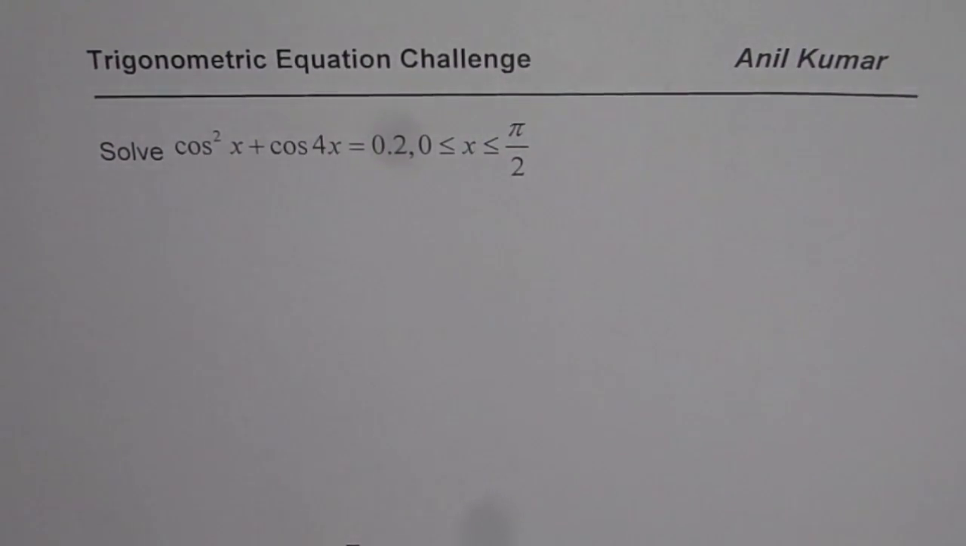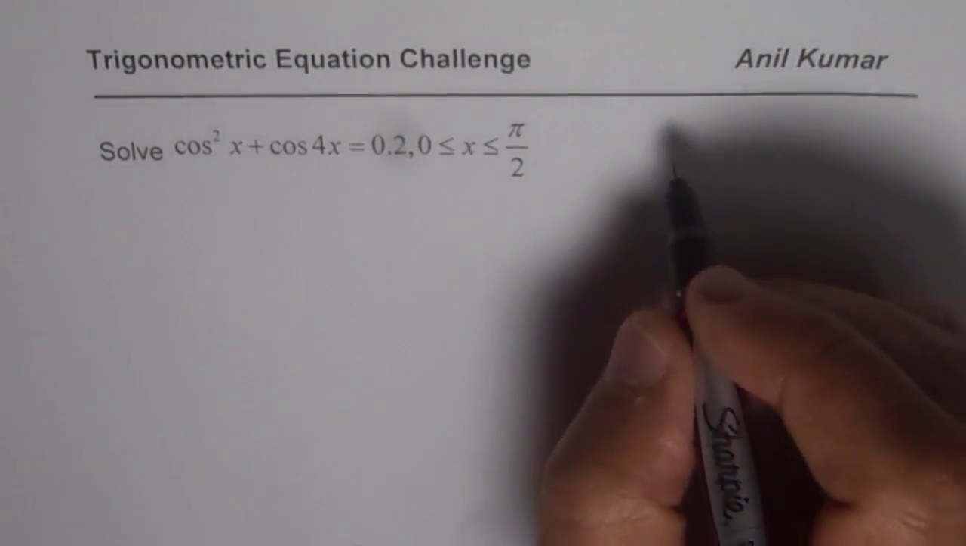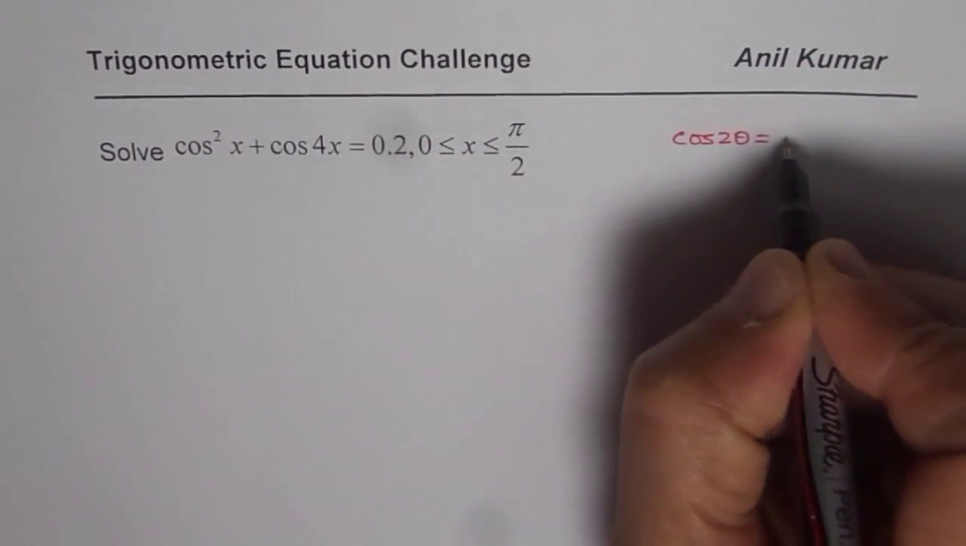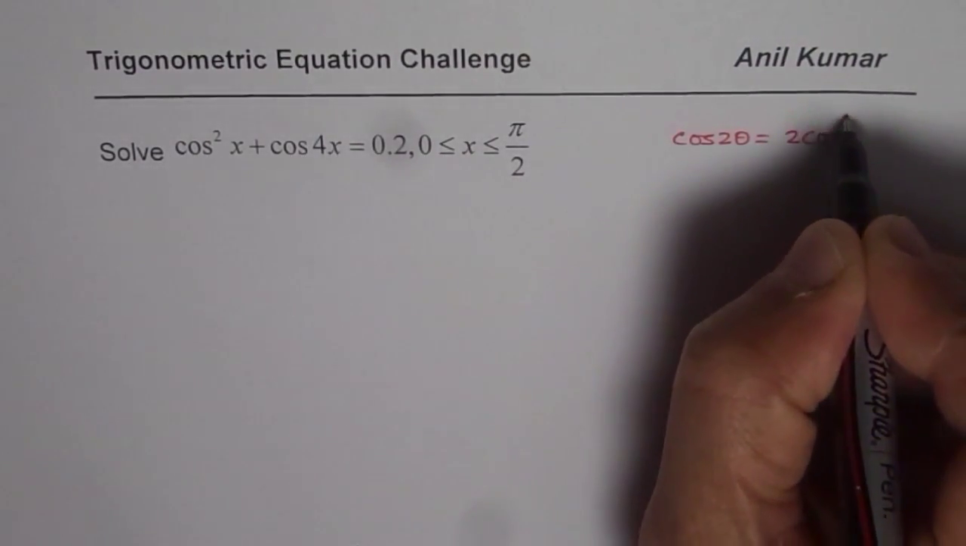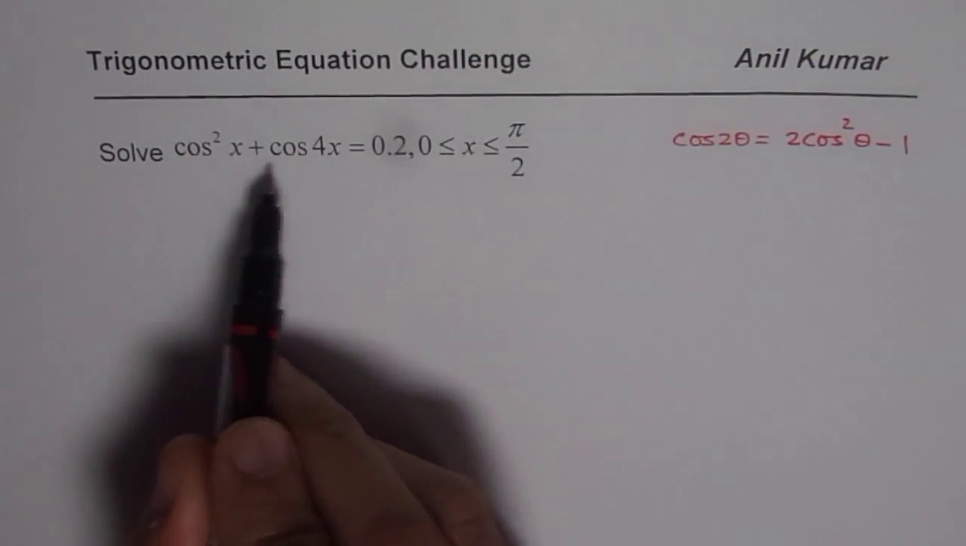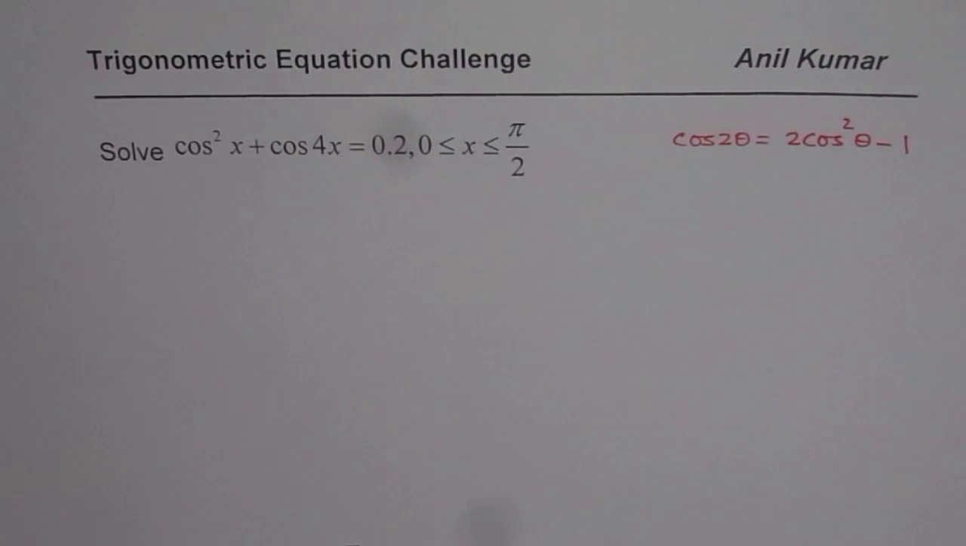The question is: solve cos square x plus cos 4x equals 0.2, where x is between 0 and pi by 2. To solve this question we are going to use the double angle formula, which is cos 2 theta equals 2 cos square theta minus 1. Using this formula, we can write it in the form of a quadratic equation and then we can solve it.